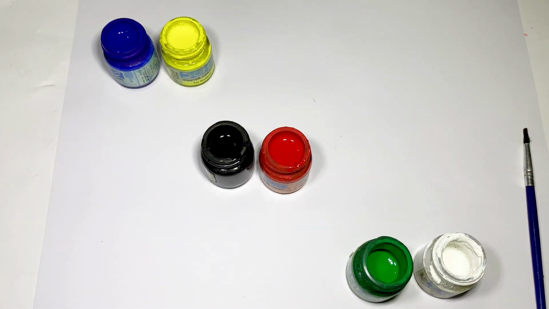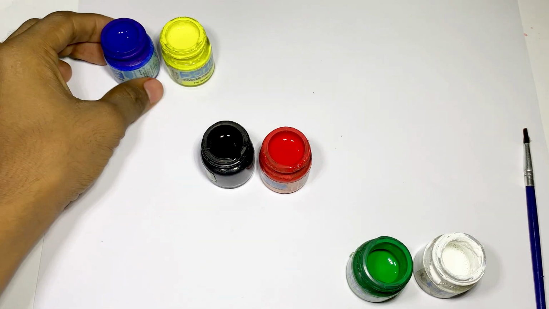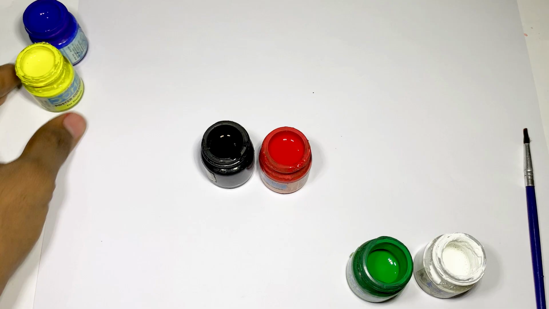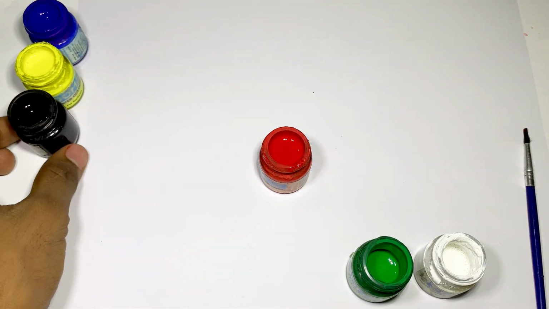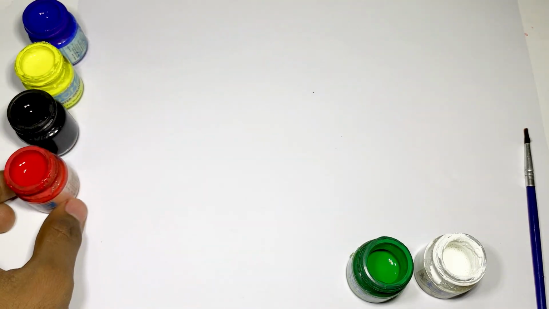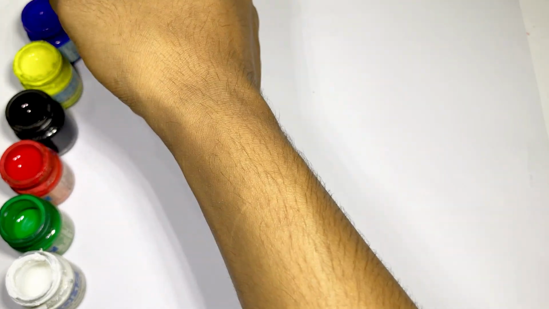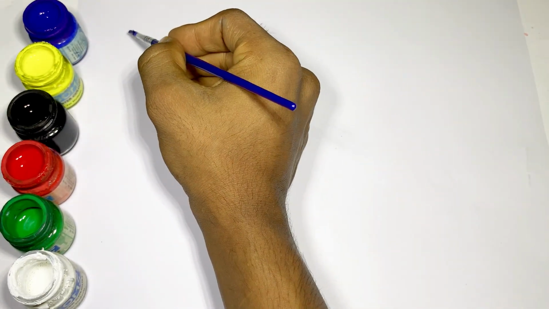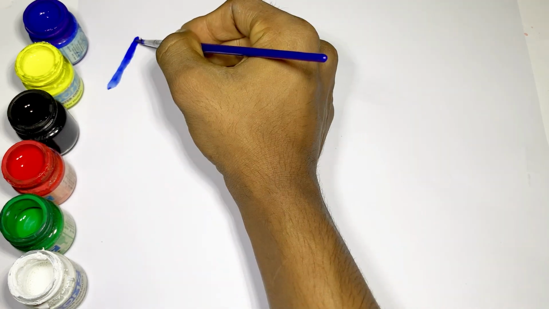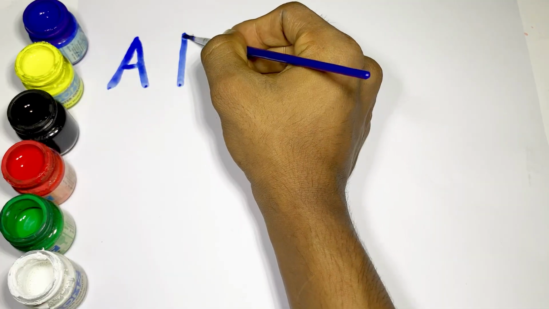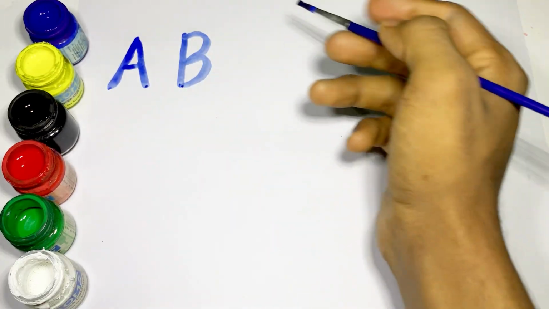Today we learn alphabets and numbers. Colors names: blue color, yellow color, black color, red color, green color and white color. Kids, now coloring ABC and 1 to 3. First draw A. A for apple, A for aeroplane. B. B for ball, B for bat.